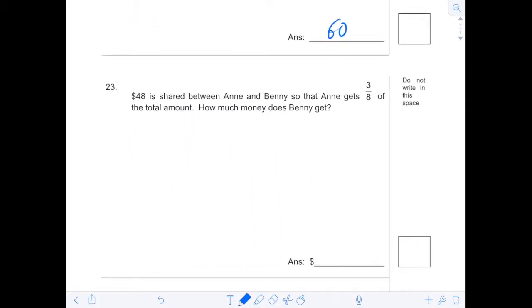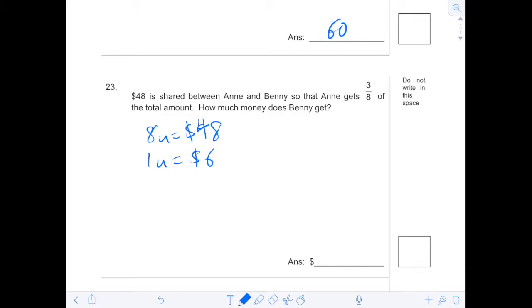$48 is shared between N and Benny, so that N gets 3/8 of the total amount. If N gets 3/8 of the total amount, it means that they are altogether 8 units. 8 units will be equal to $48. From here, easily you find what's 1 unit. You get $6. By now you should be able to see from fractions, you can get your unit method very fast really.